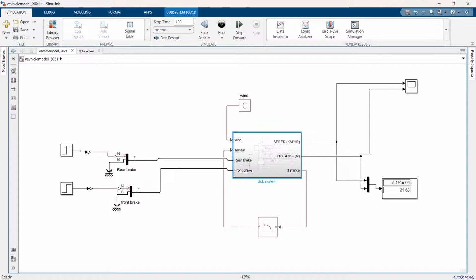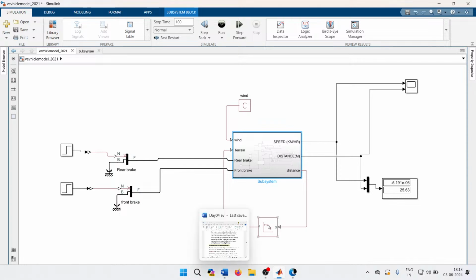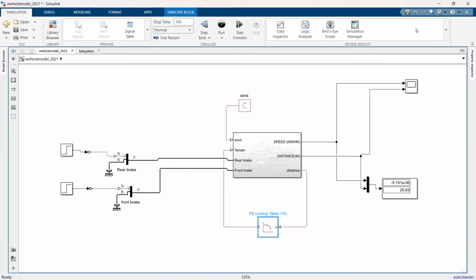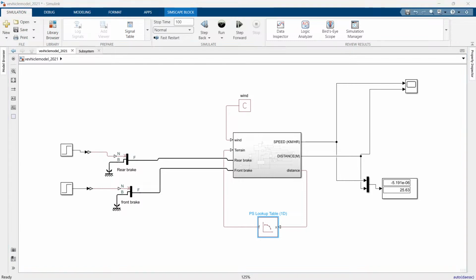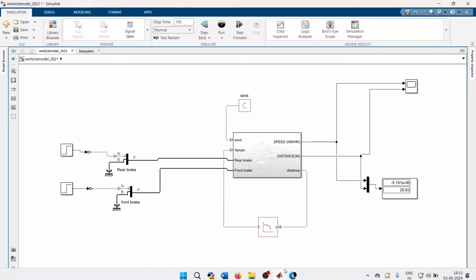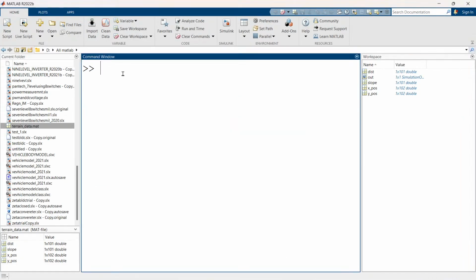Next we have to give the slope and distance values through this lookup table. We have to give the slope versus distance values here through this lookup table. First of all, just a minute. Okay, I am going to load that terrain data in our simulation model.